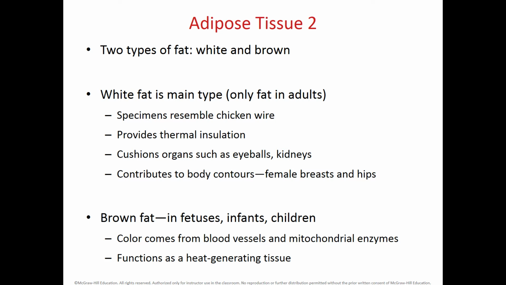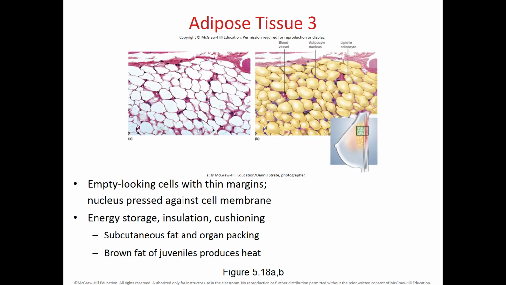In adults, the white fat resembles chicken wire under the microscope, and it helps to provide thermal insulation and to cushion important organs like our eyeballs, the kidneys, the uterus, the heart, and contributes to body contours, like in the case of females, where it is located within the breast and the hips. So this is the microscopic view of adipose tissue, and it looks like chicken wire.